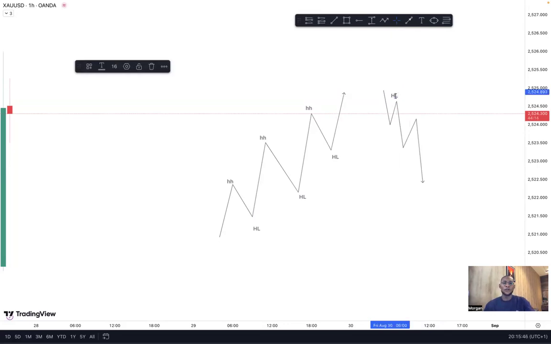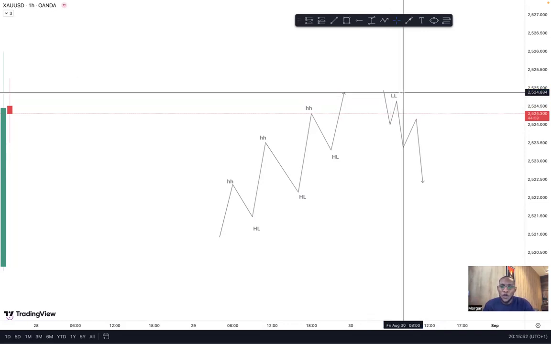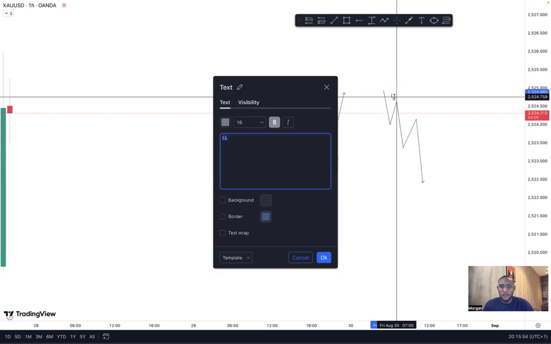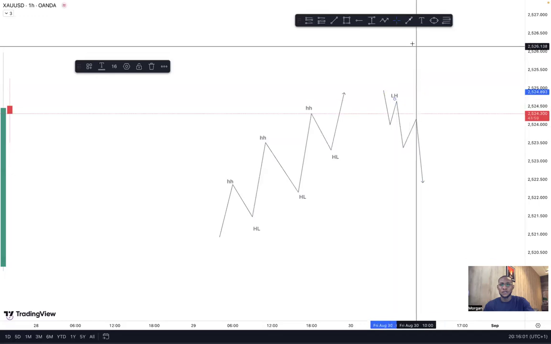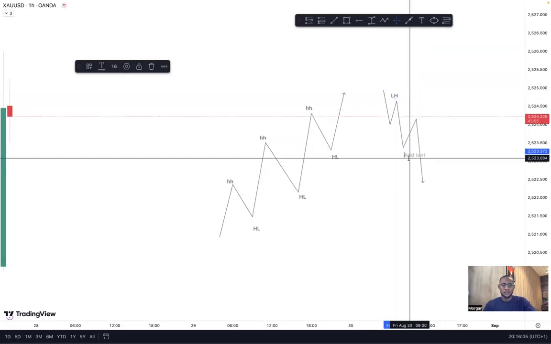No. What you see price creating, hold on, let me delete. Okay. What you see price creating is what they call lower lows and lower highs, right? That's what I'm trying to write here. Okay. Lower highs, LH, and lower lows, LL.